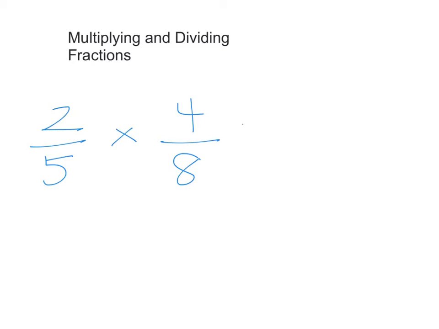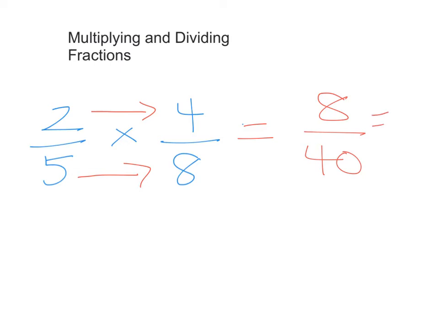Today, we just did this very briefly, but what you would do is multiply the numerators with the numerators and the denominators with the denominators. So just multiply across the top. 2 times 4 is 8. 5 times 8 is 40. And then, of course, you would put this in lowest terms. So you would ask what goes into 8 that also goes into 40, and then reduce that to lowest terms.